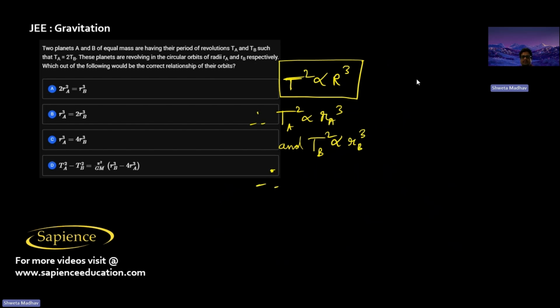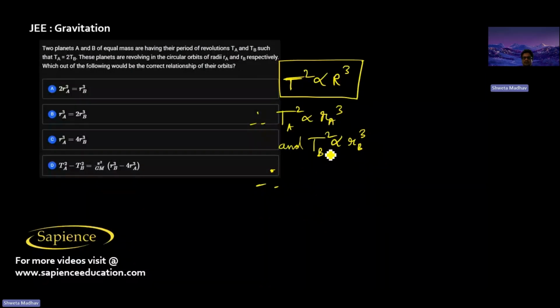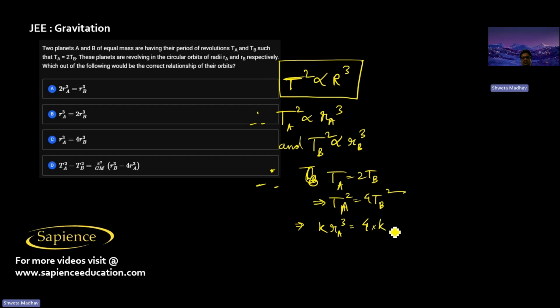And therefore, I can say, here it is told that TA equals 2 TB. I can say TA square equals 4 TB square. So we can say that some constant K into RA cube is equal to 4 into a constant K into RB cube. So K and K will get cancelled. So RA cube is equal to 4 RB cube. So option C is the correct answer.